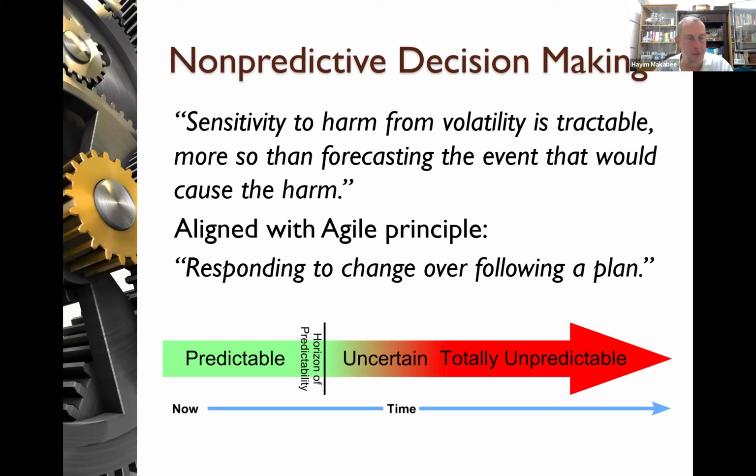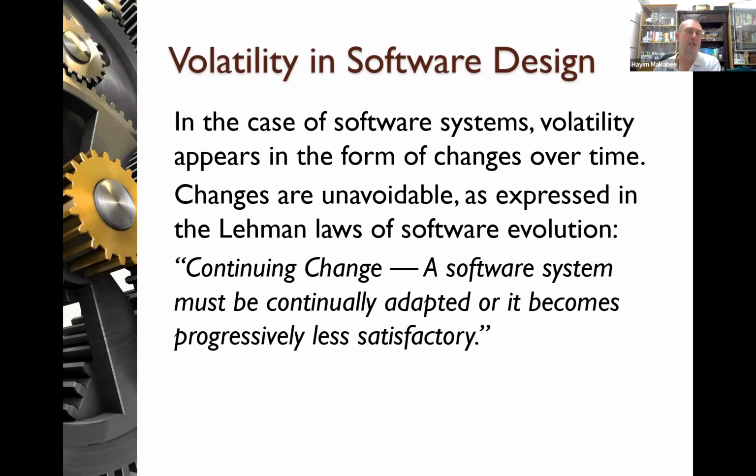Okay, I will just need to be stronger than I am now. Okay, that's the approach. And then, how does it apply to software design? Okay, we're talking about, we are software developers or data scientists. So in the case of software systems, this volatility are the changes over time that we need to change the system. And these changes are unavoidable. We cannot avoid them.